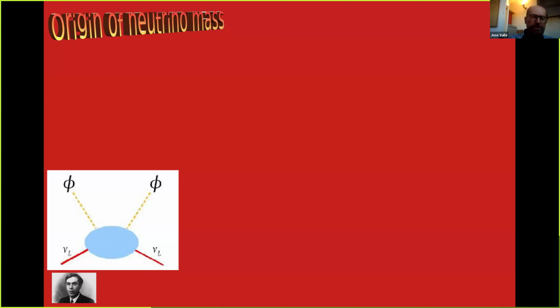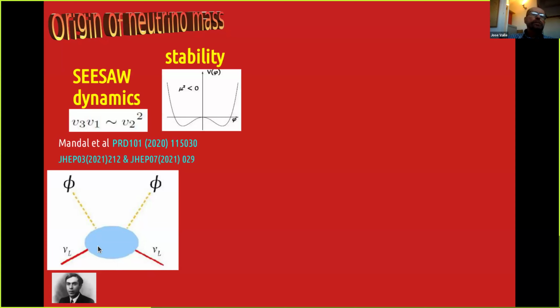argument, for two reasons. First of all, it opens the door for a dynamical understanding of the smallness of neutrino mass just by minimizing a Higgs potential, a generalized Higgs potential. And number two, it offers also the possibility of understanding the stability of the electroweak vacuum, by no means guaranteed within just the framework of the standard model.